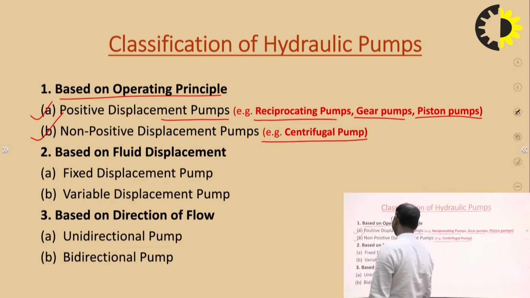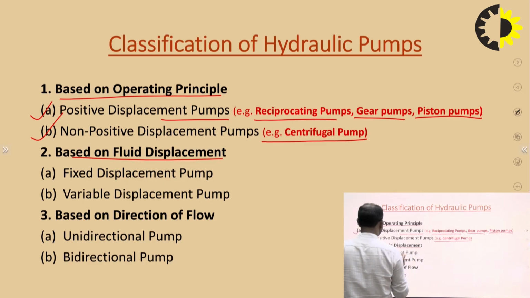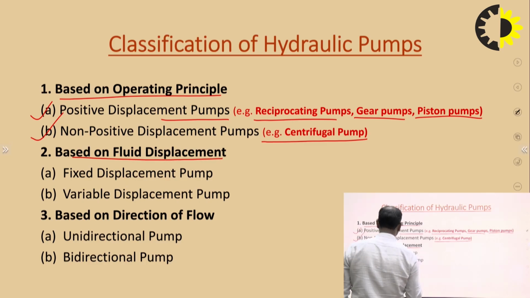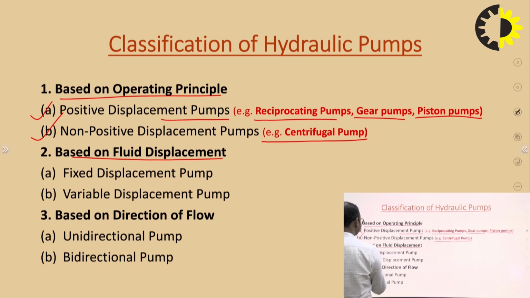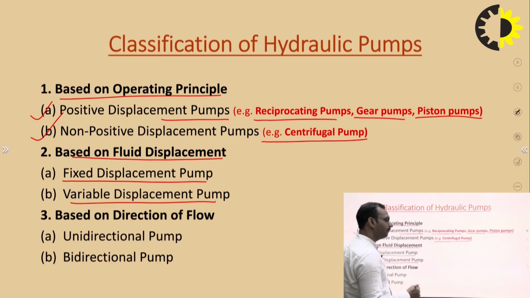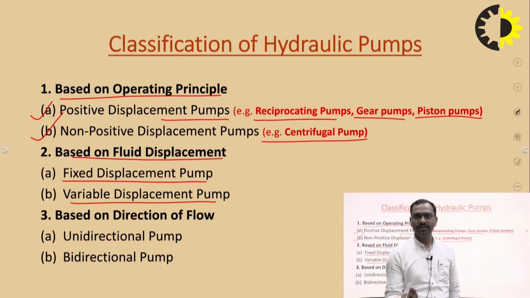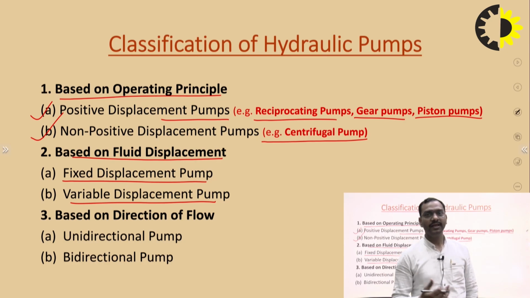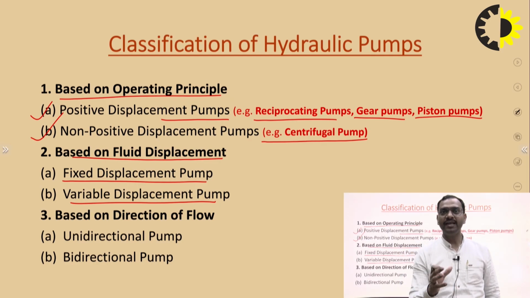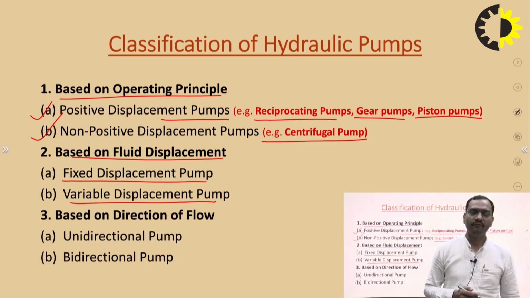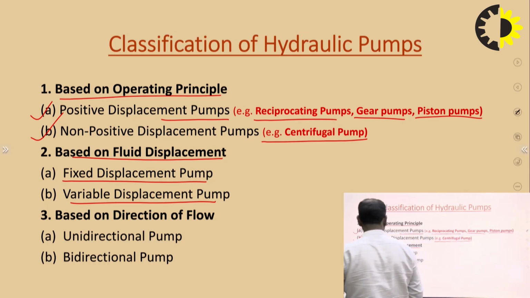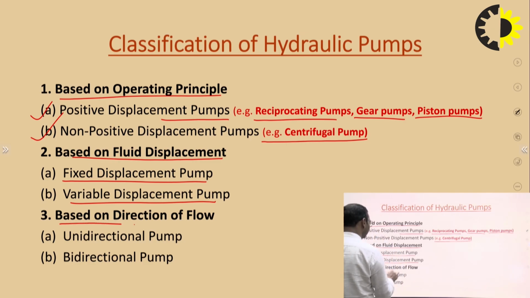Then the second classification is based on fluid displacement. According to fluid displacement, the pumps are classified as fixed displacement pump and variable displacement pump. Means if a pump delivers a fixed quantity in every revolution, then this type of pump is called a fixed displacement pump. But if there is a provision to vary the volume in every revolution, then this type of pump is called a variable displacement pump.